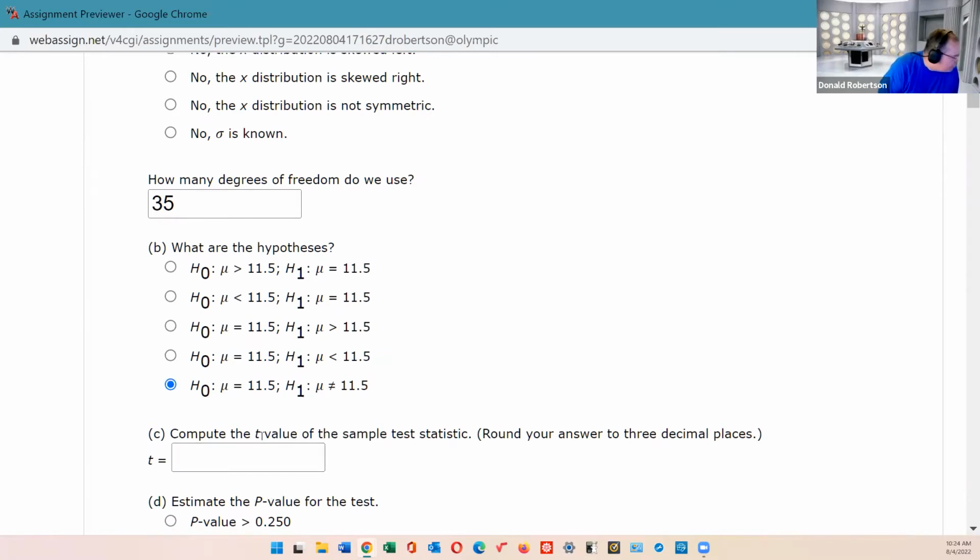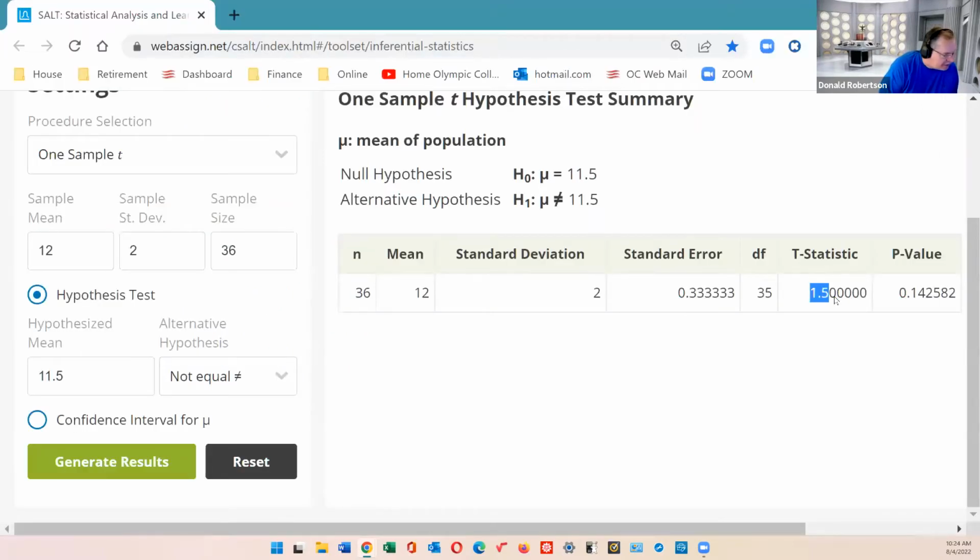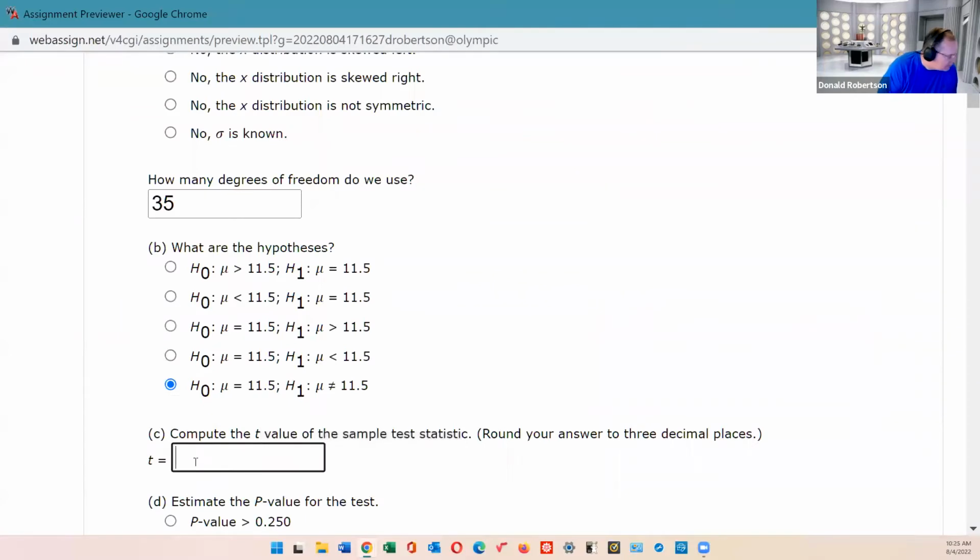Now, compute the sample statistic. It's this guy. You see that fellow there? The sample statistic is called the t-statistic in these questions. So I'll copy that. Put it in here. 3 decimal places. That's your answer.